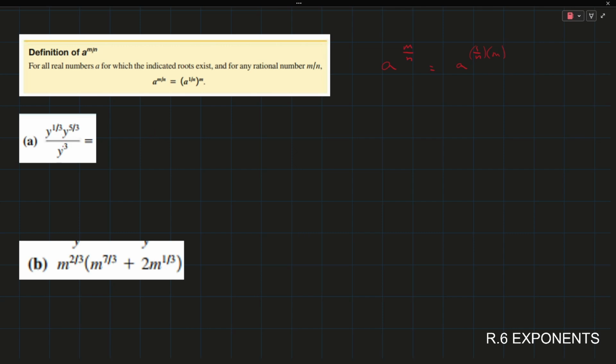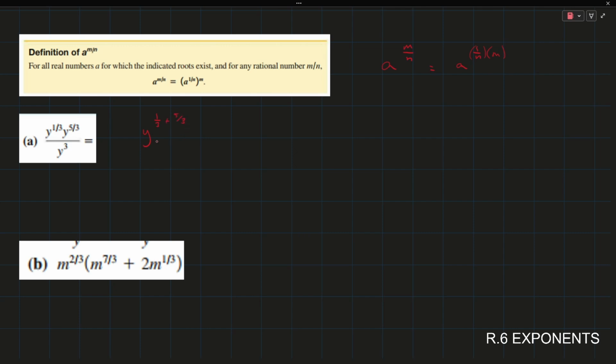Once again, there's not really a correct order to do these, as long as you don't break any math rules. With this one, there is a pretty straight path to the solution. I would definitely combine the y's in the numerator. So the numerator is going to become y to the 1/3 plus 5/3.